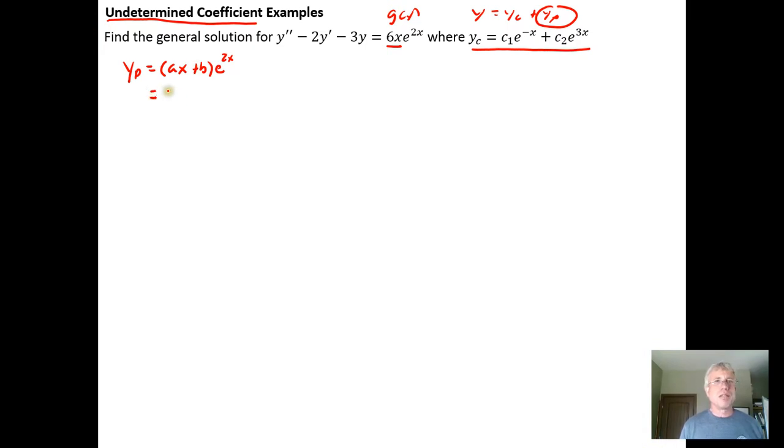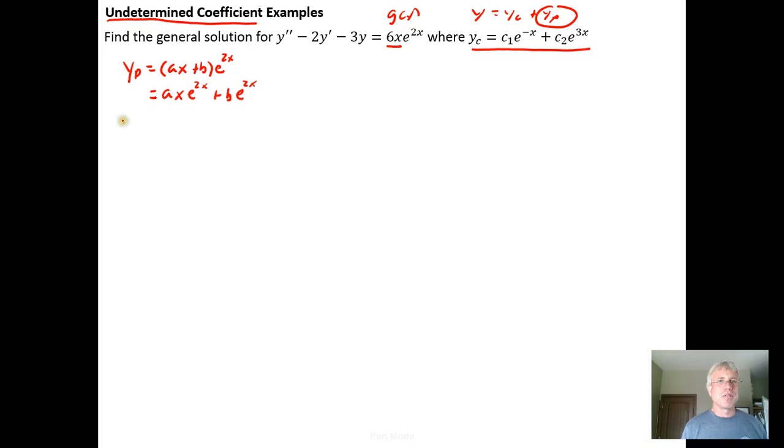So it might be efficacious to distribute the e to the 2x in just for taking derivatives. And this also helps us to recognize that we're going to be getting two forms. We're going to be getting an x times e to the 2x form and an e to the 2x form. And we'll want to group things that way.